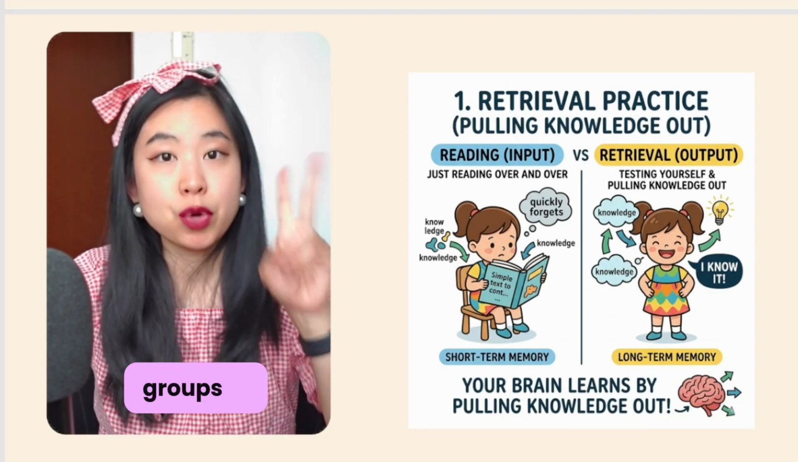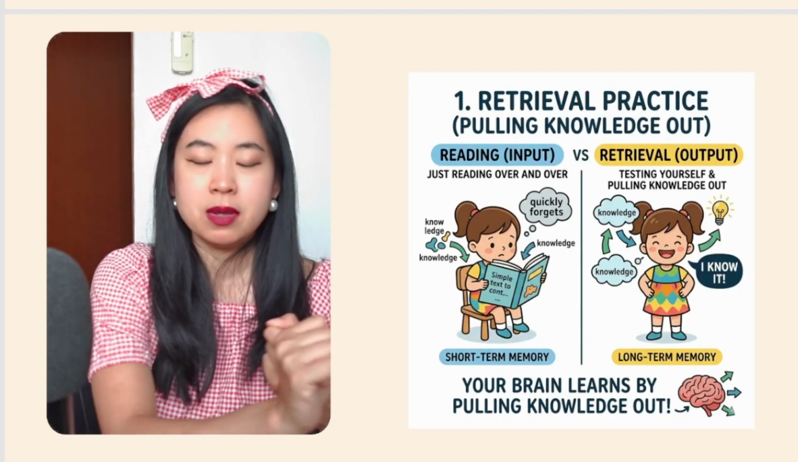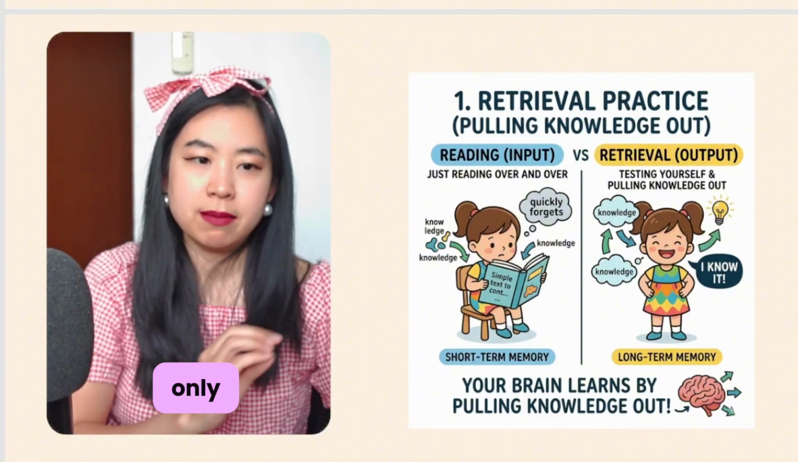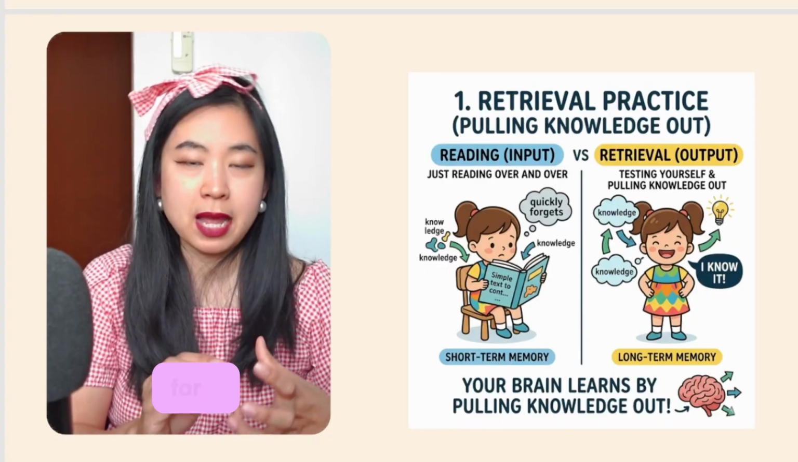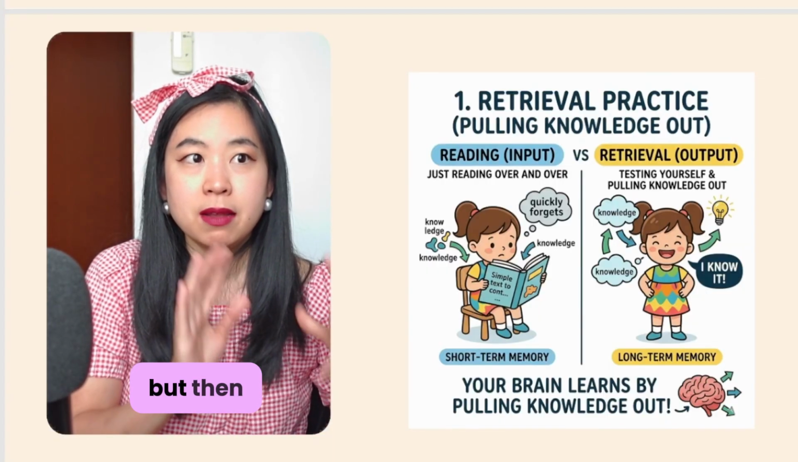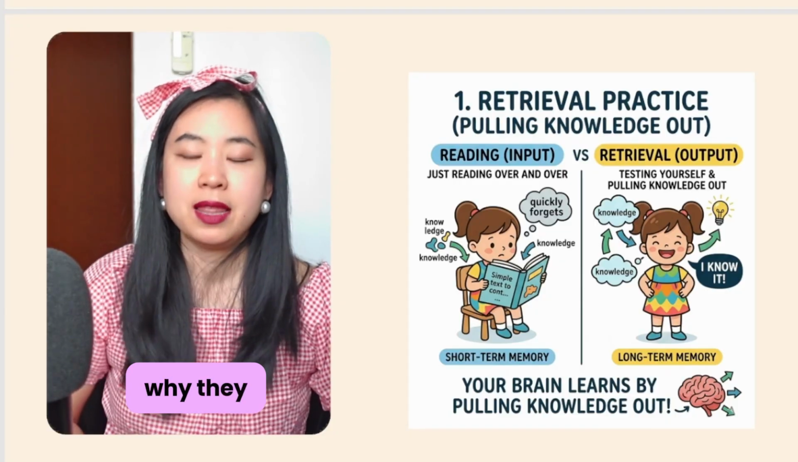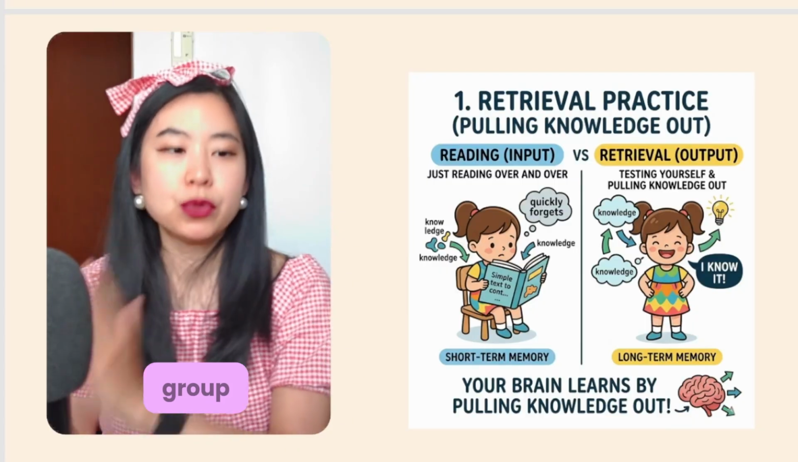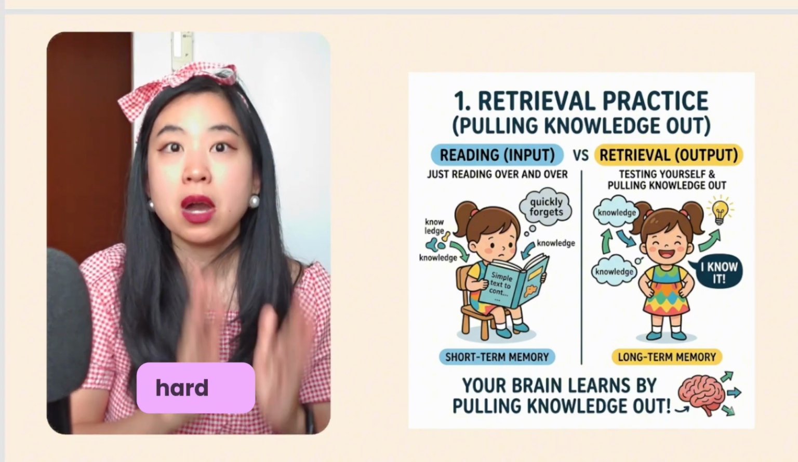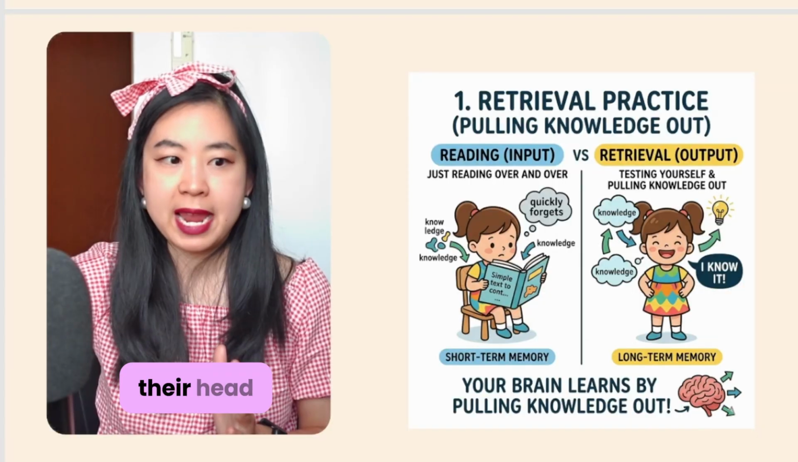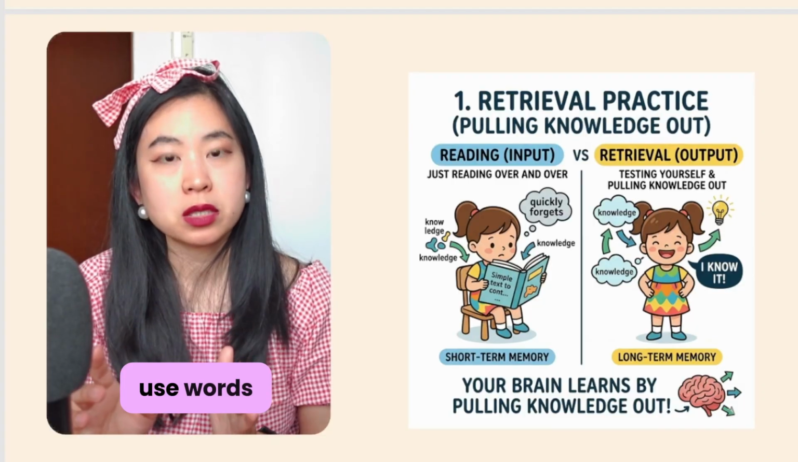They looked at 2 groups of students. The first group is the re-study group, which means input only. They just read books again and again. They remember things for a short time, like for a test, but then time passed. They forgot everything. Why? They had another group called the output group, or retrieval practice group. They test themselves. They try hard to pull information out of their head. In the long term, they could remember and use words much better.